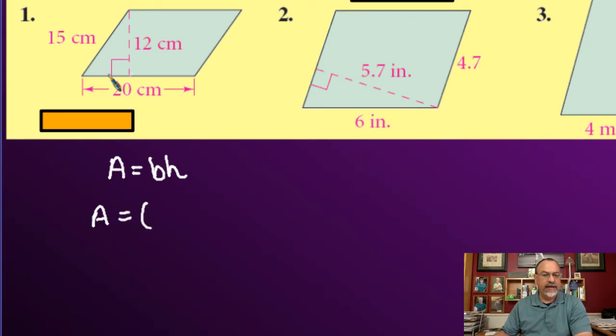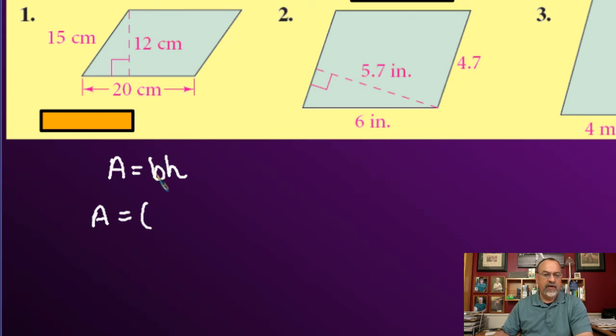They do give me a base, and they do give me a height. Now, I have a choice of 3 numbers. I'm only going to use 2. Because I'm using base and height, I need 2 numbers that are perpendicular to each other. So this base here is perpendicular to this height here, so those are the 2 numbers that I'm going to use.